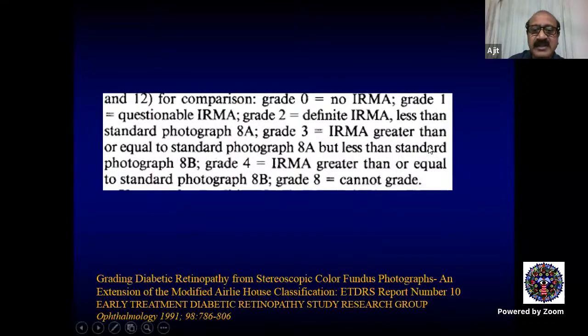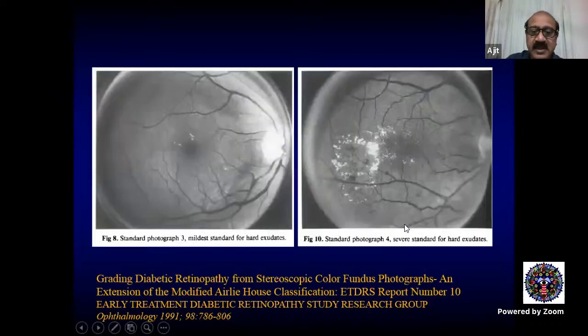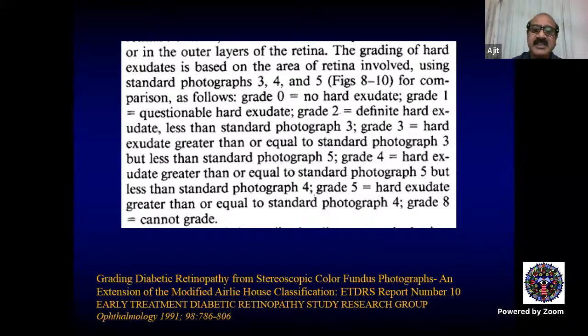Again, the grading is very clearly mentioned here, cross-referring to photographs 8A, 8B, etc. And grade 8, as I told you, is always cannot grade. And again, hard exudates: this one is mild hard exudates, and very severe hard exudates are here. All standard photographs are given in the study. Why I'm mentioning this is that it is the greatest detail they have taken and observed, so that worsening by 2 steps or 3 steps is always compared.